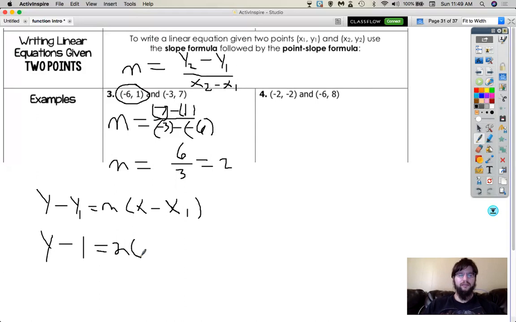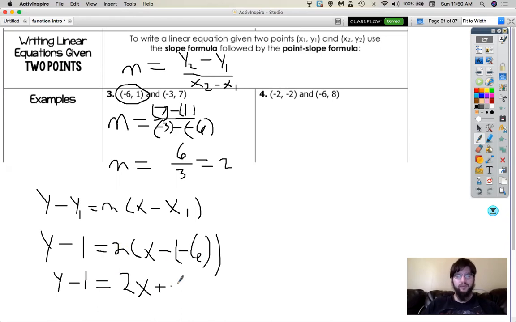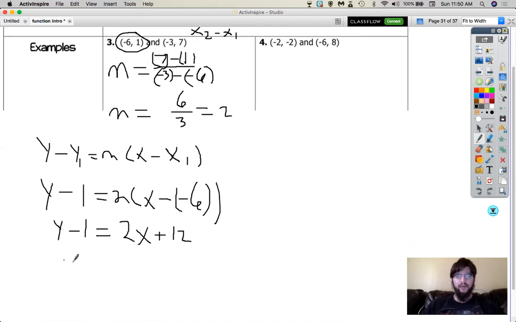Equals 2 times x minus, now since I chose the 1, I must choose this negative 6. And again, you can put that in parentheses. It doesn't specify how to write it. We're just going to go to slope-intercept form. That's more useful. It's good if we need to graph it. 2 times x is 2x. We've got 2 negatives, that's going to make a positive. 2 times 6 is 12. And then we just add 1 to both sides, and we get y equals 2x plus 13.